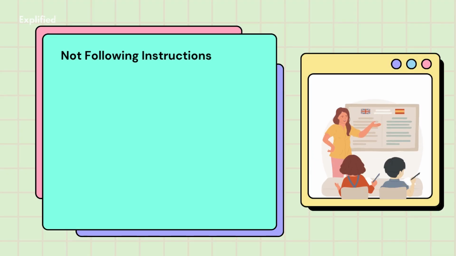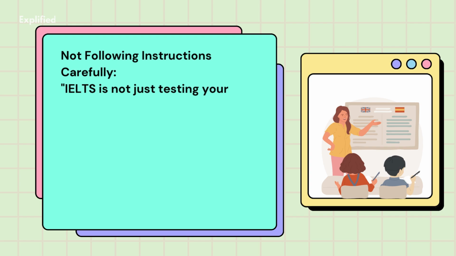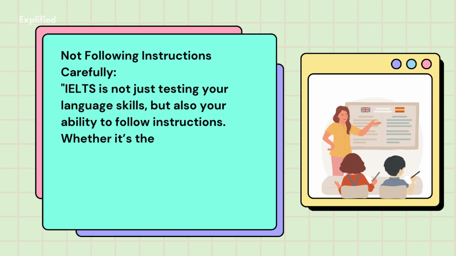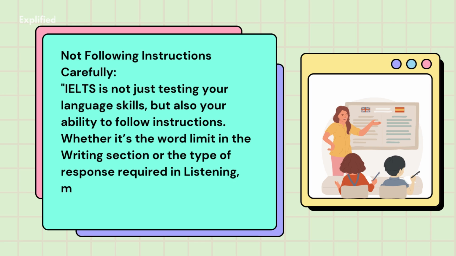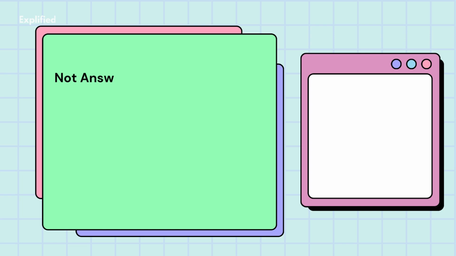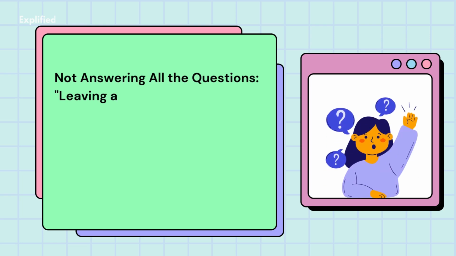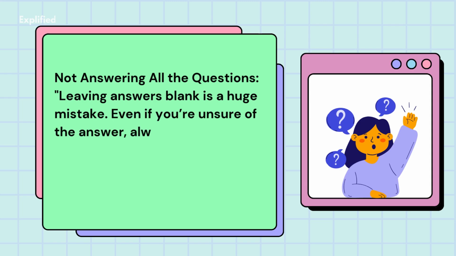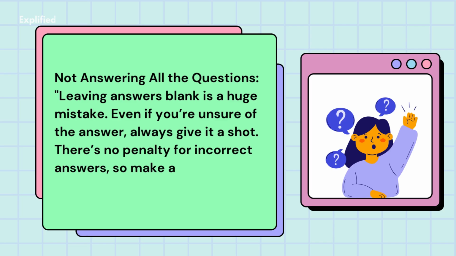Not following instructions carefully. IELTS is not just testing your language skills, but also your ability to follow instructions. Whether it's the word limit in the writing section or the type of response required in listening, make sure you understand exactly what is being asked. Not answering all the questions. Leaving answers blank is a huge mistake. Even if you're unsure of the answer, always give it a shot. There's no penalty for incorrect answers, so make an educated guess if needed.